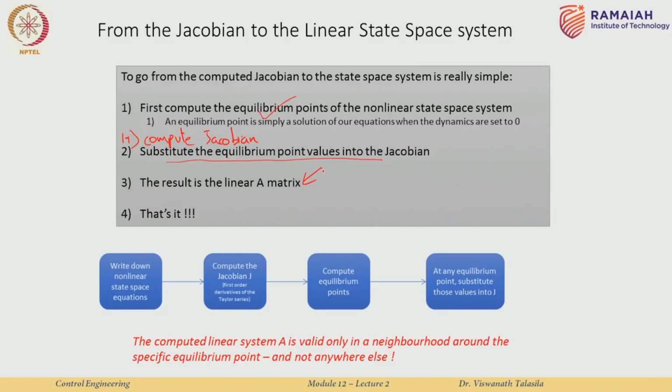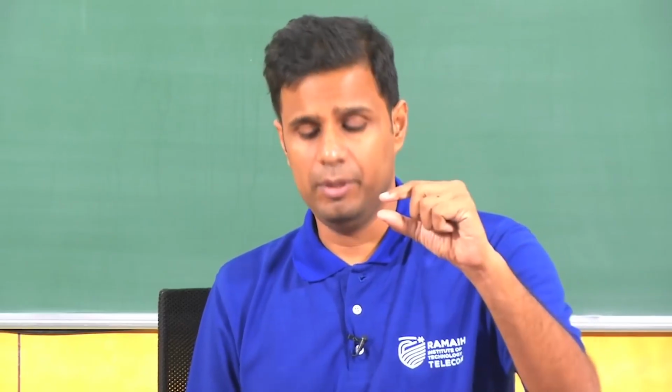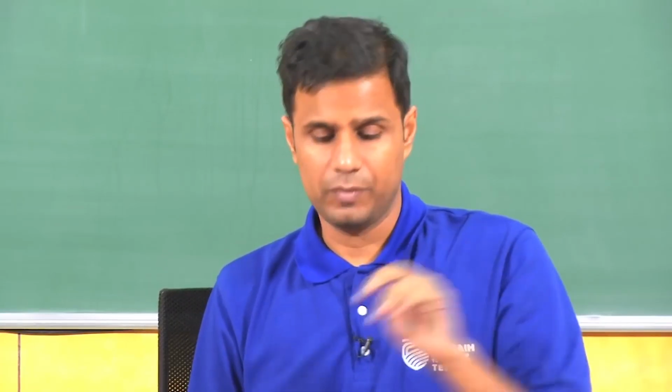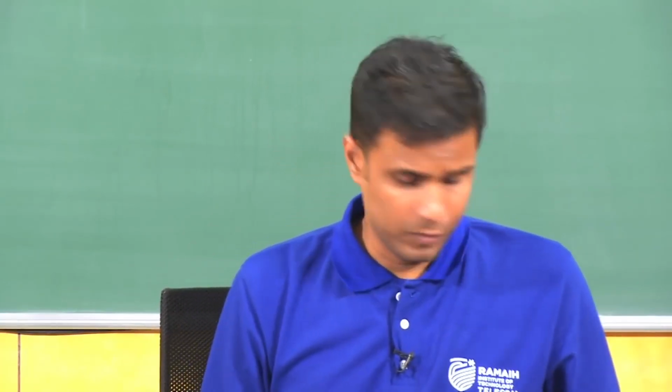So, the procedure is you write down the nonlinear state space equations, compute the Jacobian, compute the equilibrium points, substitute the equilibrium points into the Jacobian, and this gives you the A matrix. Okay. A point which we will come back to maybe in the next slide, which is very important, is that the computed linear A matrix, or the system matrix A, is valid only at the equilibrium point and in a small neighborhood around the equilibrium point. It is not valid anywhere else. Okay. We will see that very shortly.